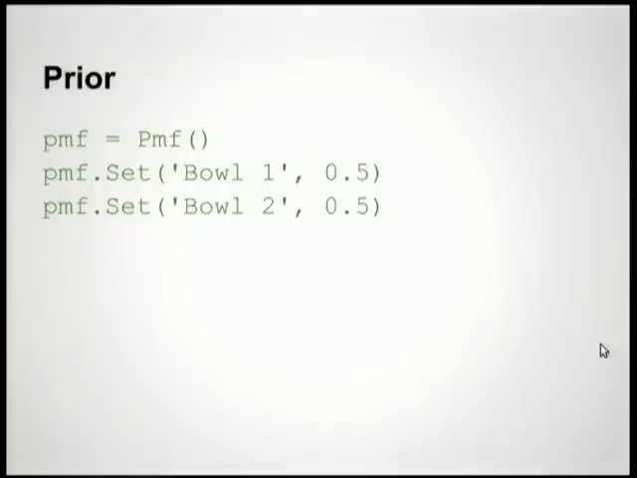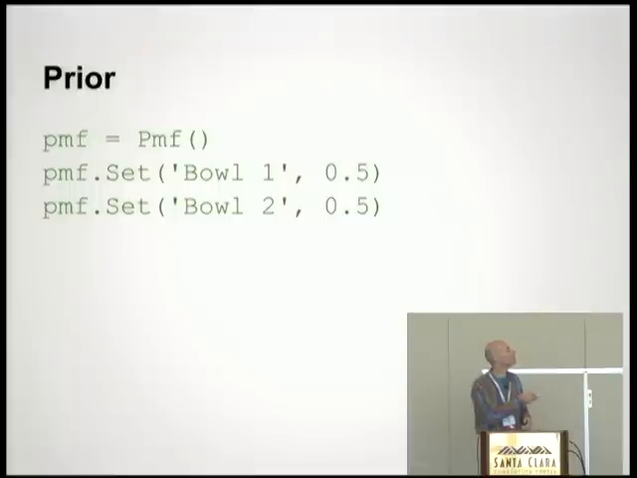Okay, so try this out. Create a new PMF object, and we're gonna create 2 possible values representing the 2 hypotheses. In this case, I'm gonna use strings to represent the hypotheses. In general, you can use any kind of Python object as long as it's hashable. I need to be able to stuff these things into a dictionary, so it has to be a hashable type. But strings are, so I'm gonna make a map from bool 1 to 50% and from bool 2 to 50%.